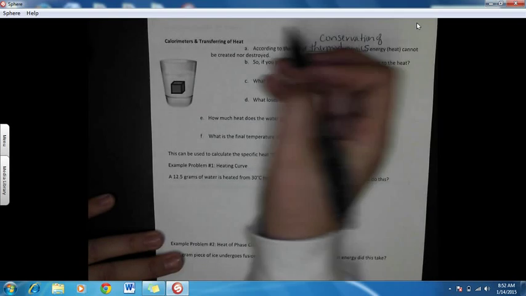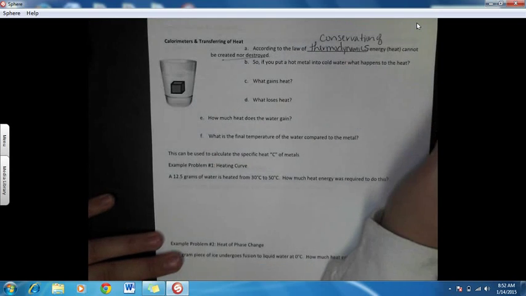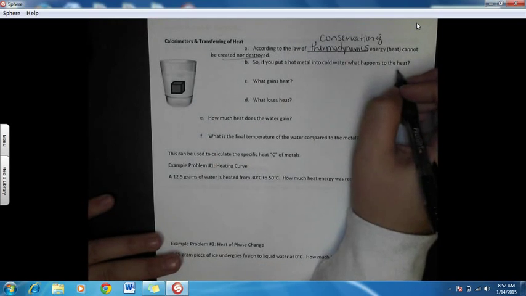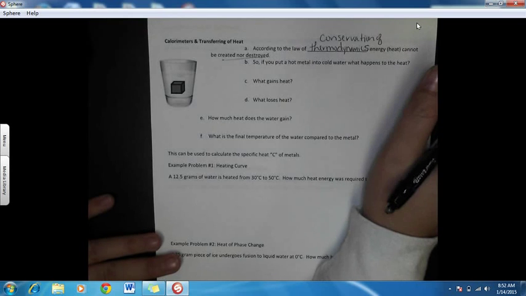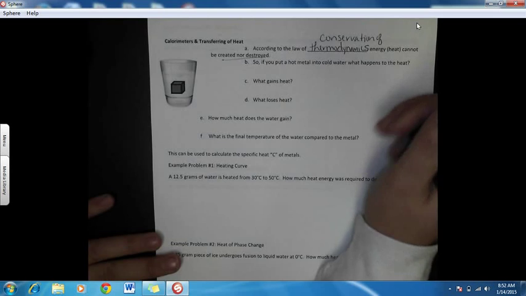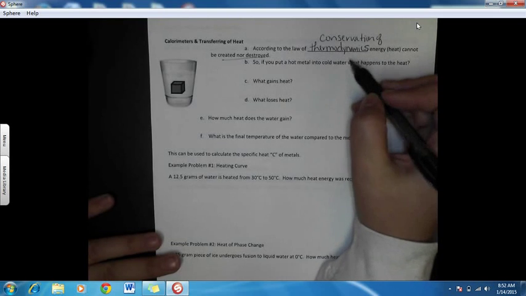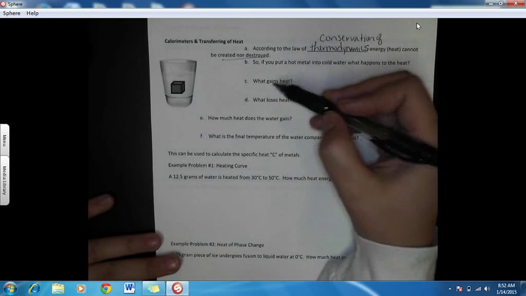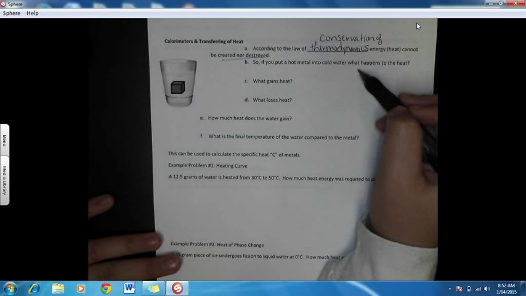heat cannot be created nor destroyed, right? We talked about that before. We talked about how we can transfer it or we can convert it. So we talked in the heating and cooling curves about converting it. In this case we're talking about transferring it. So if you put hot metal into cold water, what happens to the heat?